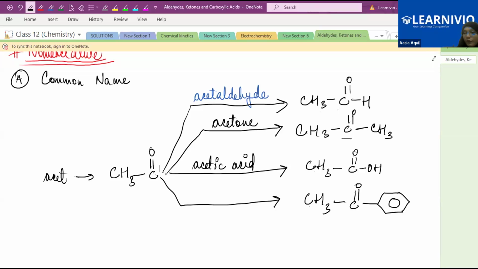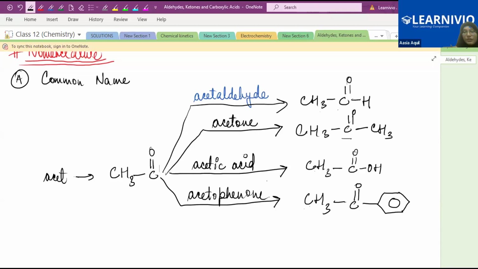So this is basically a phenyl group, and the common name is acetophenone. This is your acyl CH3CO group, and this is the phenyl group, so this is acetophenone, the common name of this molecule. If you see a CH3CO group, we just use the word acetyl for that. There are some different names: acetaldehyde, acetone, acetic acid, acetophenone. These are commonly used molecules which we are going to use in the methods of preparation.